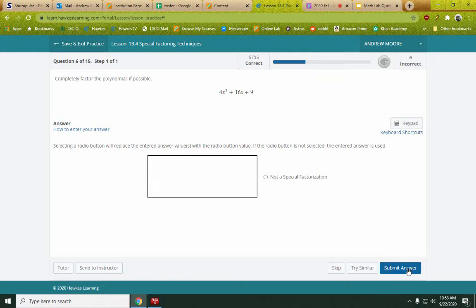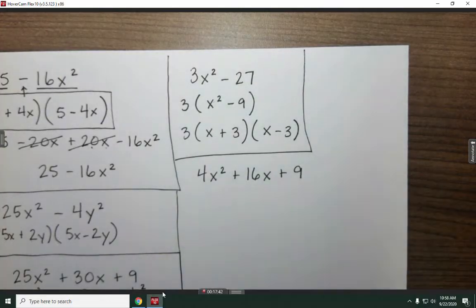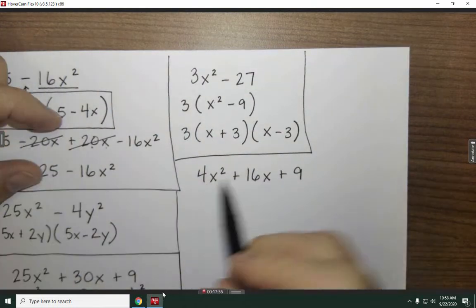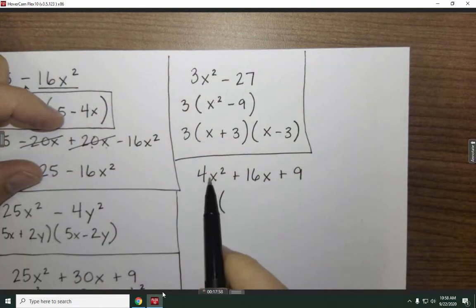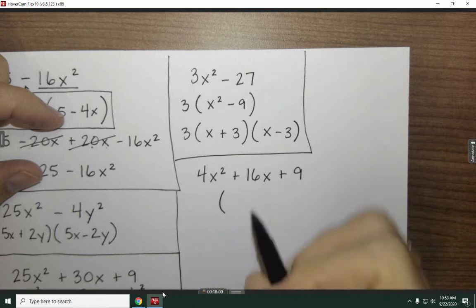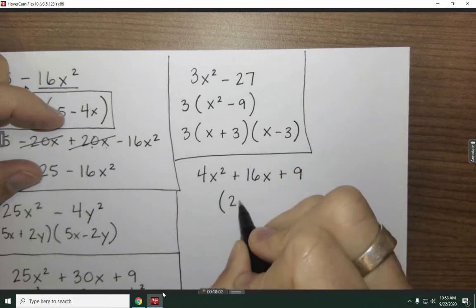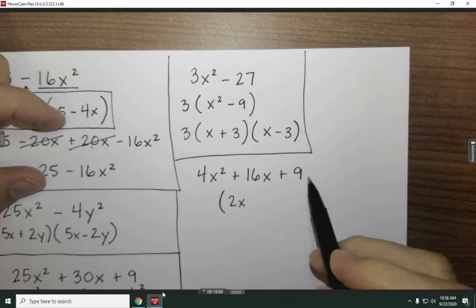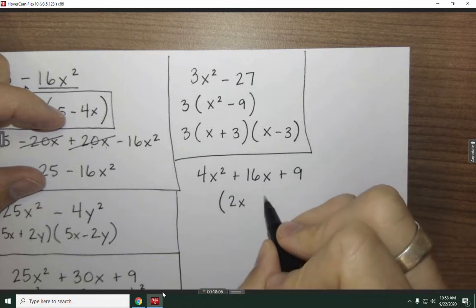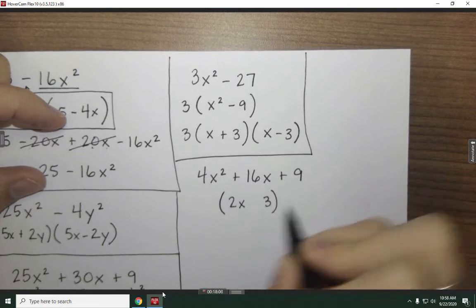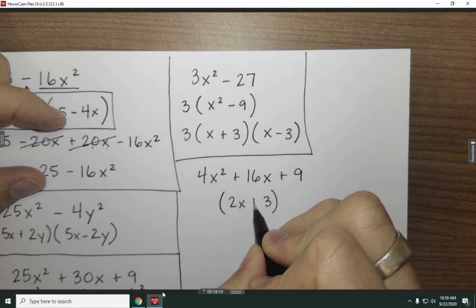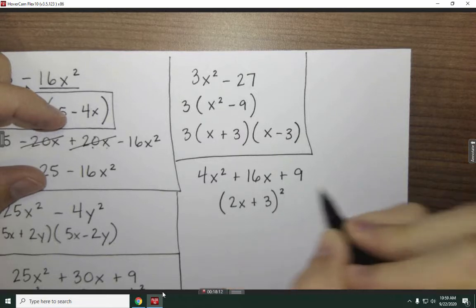Completely factor the polynomial if possible. Alright, so now we got one of these trinomials again. What we're going to do is look and say, what's the square root of this one? Well, it's 2x. What's the square root of this one? Well, it's 3. What was the sign on this one? It's plus. So this could be correct.